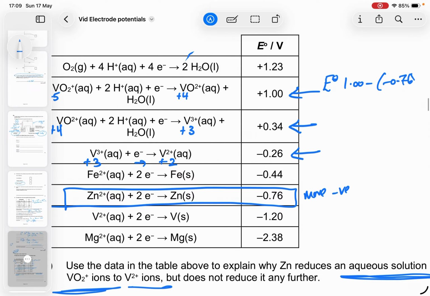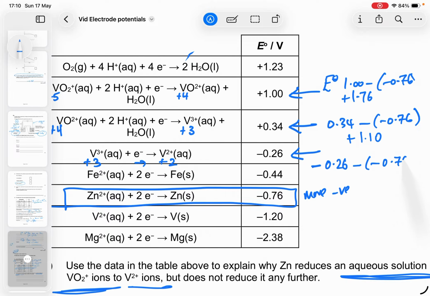0.76. So for those two half cells, plus 1.76. For the next half cell, 0.34 minus minus 0.76. So I'll just double check. So you can see there that again that is positive, and that will give you an answer of plus 1.10. And then for the last one, minus 0.26 minus minus 0.76, I believe that comes to plus 0.5 volts.